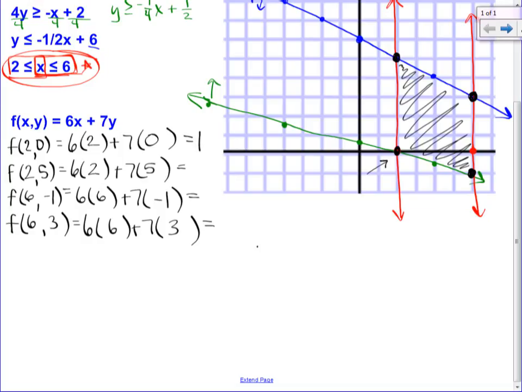First one is 12. 47. 36. 29. 36. 57. Okay, so this is not your answer. The answer is what are the max and the min? So all you do is say minimum here, maximum here.